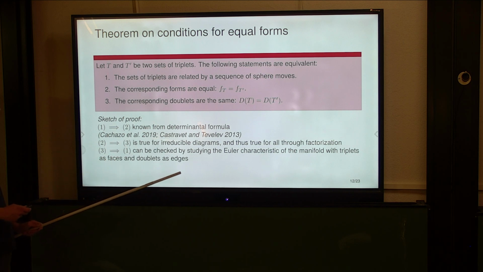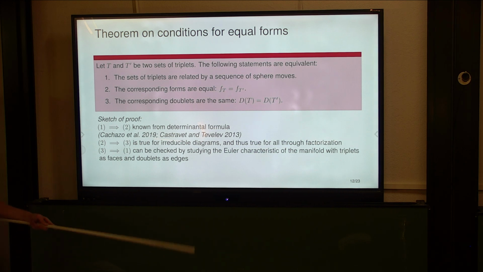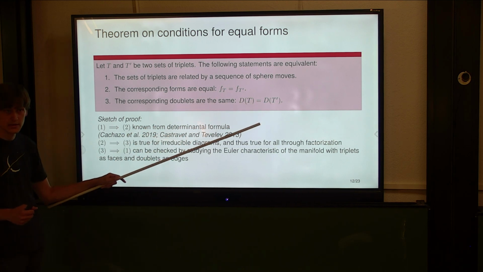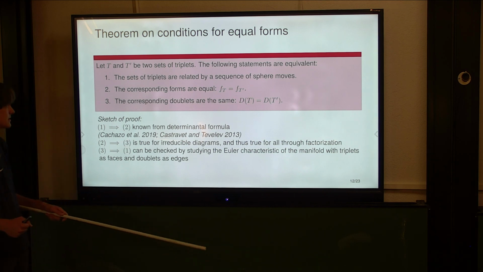And so going back to the theorem that I stated earlier, sphere moves imply that the forms are equal, just by how the sphere moves were found and constructed. There's a pretty direct proof of that. The forms being equal implies that the doublets are the same, because if you perform this factorization procedure and reach irreducible pieces, whatever they may be, it doesn't matter whether it's even or not, the irreducible pieces always have the same doublets, and gluing them together just by reversing this factorization keeps it the same.